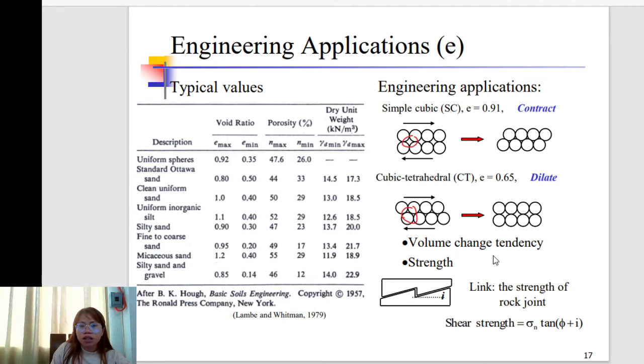So there is a volume change tendency, and there is also a change of strength. So there is a link to the strength of rock joints, and also shear strength, which is equal to the nominal shear strength times the tangent of the angle phi plus i. Later, you will learn this in geotechnical engineering 2.